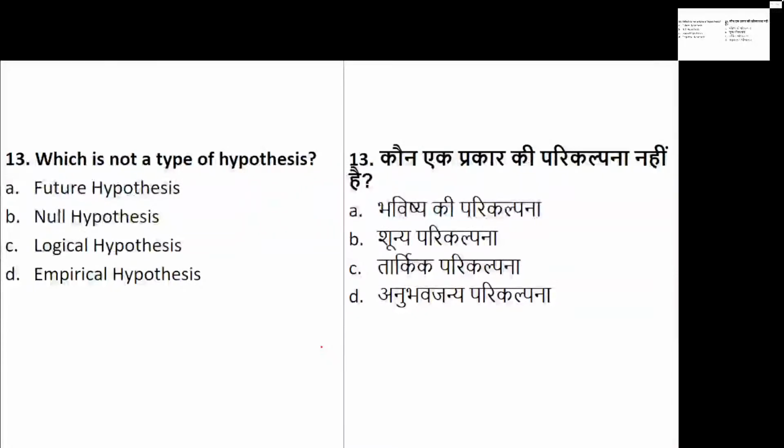Future hypothesis, null hypothesis, logical hypothesis, or empirical hypothesis, which does not come as a part of hypothesis.